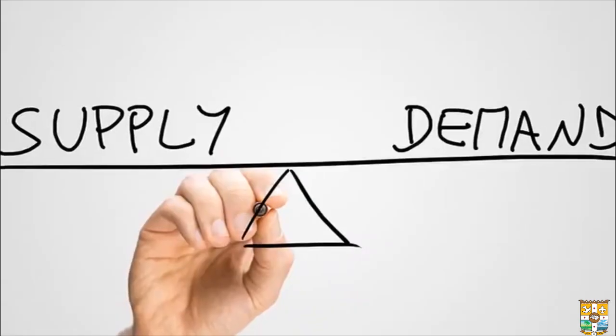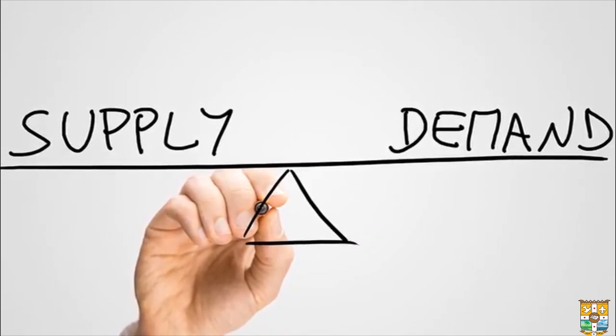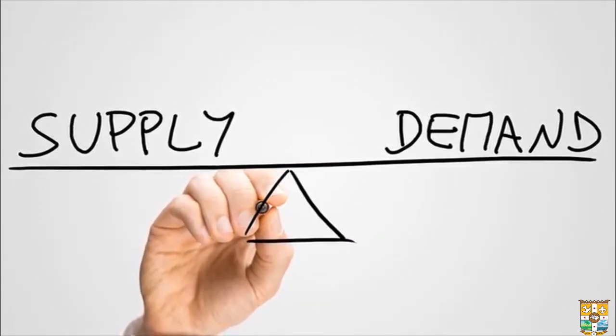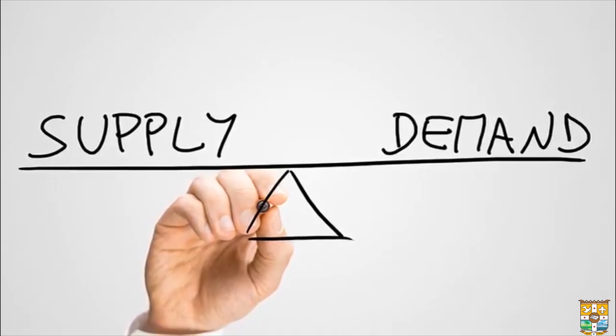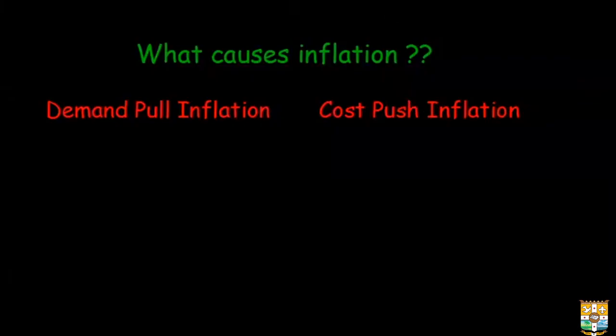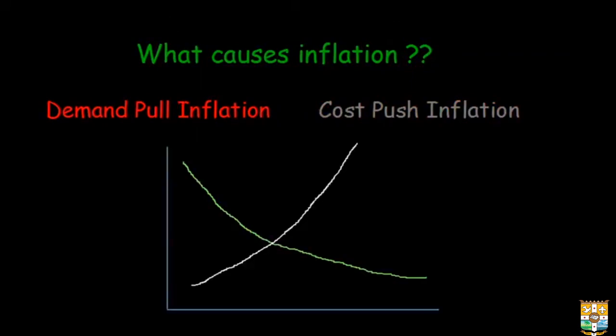To understand the idea of demand pull inflation and cost push inflation, we need to understand certain basic principles of microeconomics that deal with demand and supply. Most of you might be aware of this simple demand and supply graph. By the way, on the y-axis we have price, and on the x-axis we have quantity. The green curve here is the demand curve.